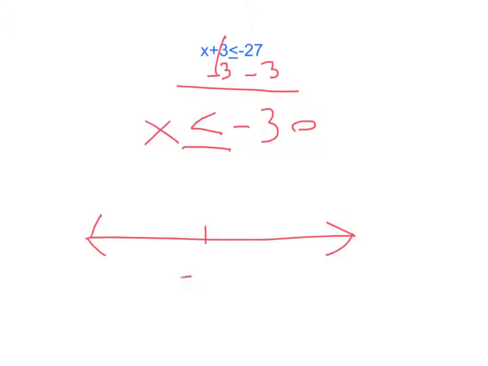Put negative 30 in the middle, negative 29 over here, negative 31 up here. It's going to be a closed circle because it's greater than or equal to. And it's going to be pointing this way.